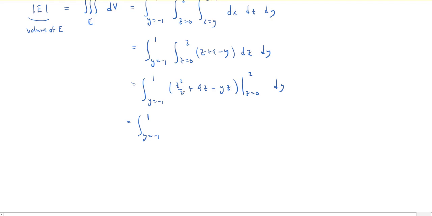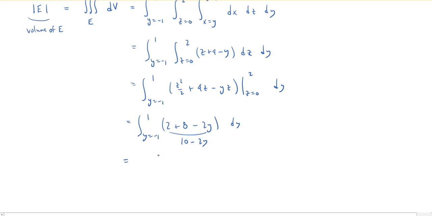I'll have 2 squared over 2. That's 4 over 2 is 2. 4 times 2 is 8. And y times 2 is, well, 2y, so minus 2y here. Right, now let's see, this is the same as 10 minus 2y. Okay, let's see what happens.